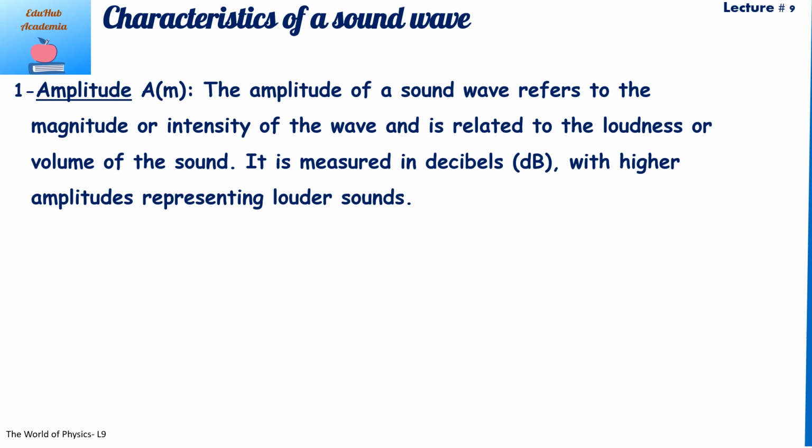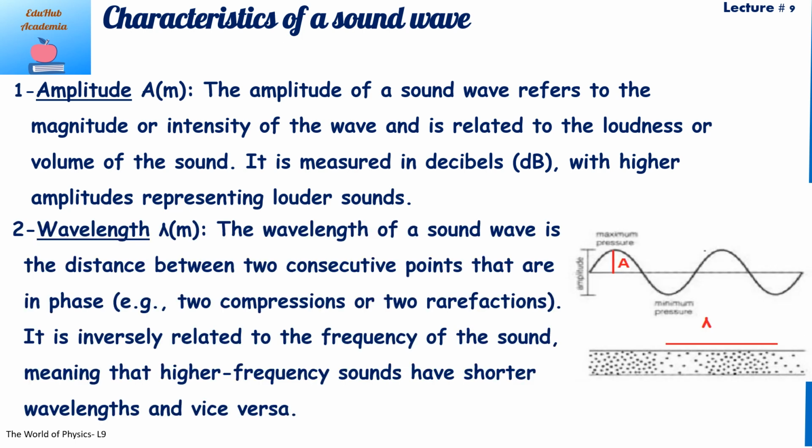Now, what are some basic characteristics of a sound wave? First of all, we'll talk about the amplitude of a sound wave. This is the magnitude or intensity of the wave, and it is related to the loudness, or basically to the volume of sound. It is measured in decibels, with higher amplitudes representing louder sounds. Now, this is the amplitude A, as you can see here.